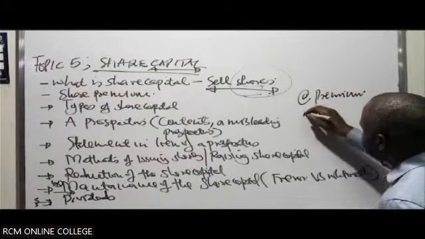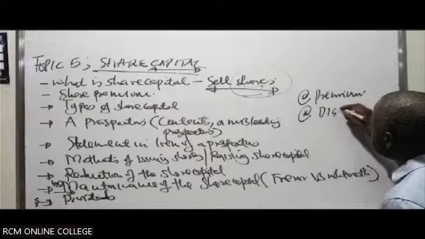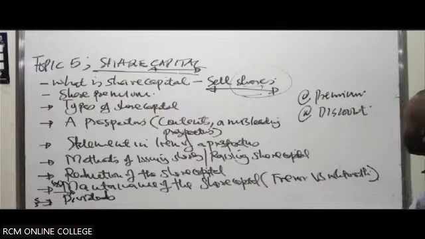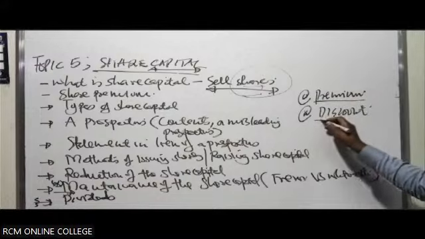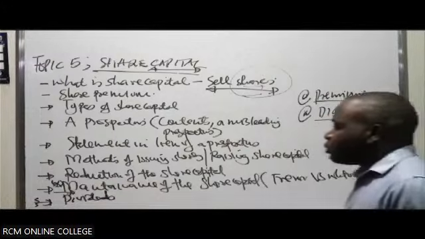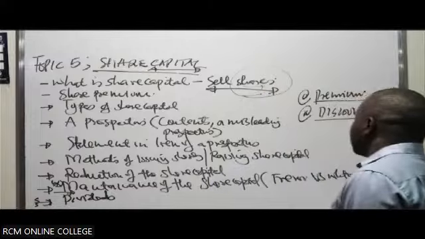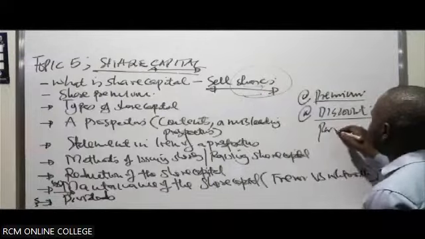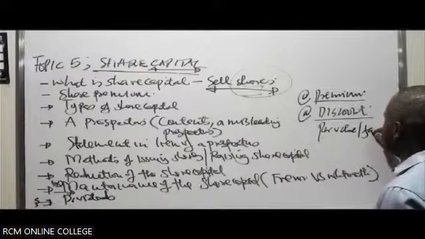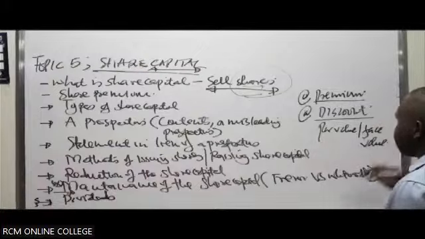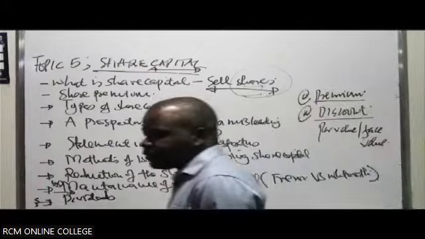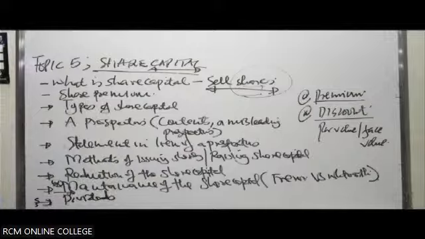Or they can actually be sold at a discount. So they can be sold at a premium, or they can end up being sold at a discount. So when you sell shares, there's something we call the par value, or what we call the face value.